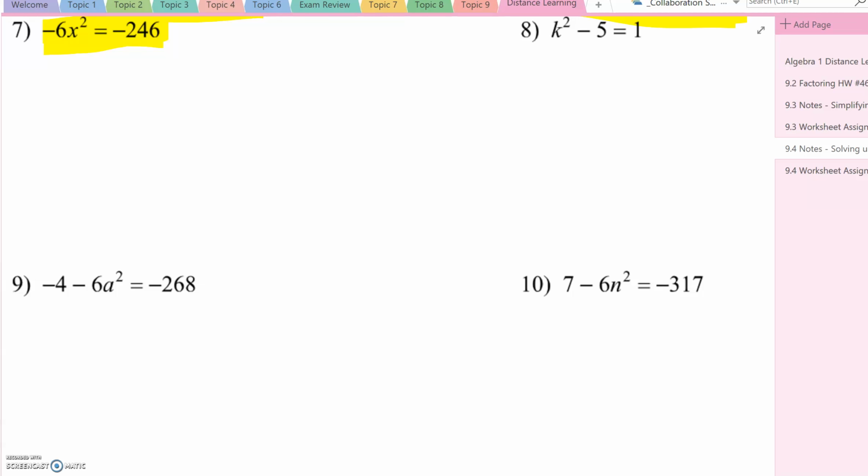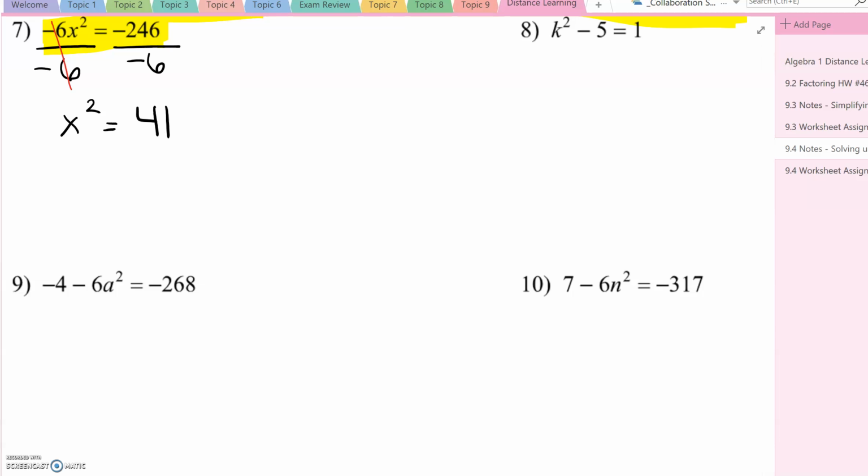So how do we undo multiplying? What's the opposite of multiplying? Divide. So we're going to divide negative 246 by negative 6. And these negative 6's over here cancel out. So we end up with x squared equals, what is a negative divided by a negative? A positive. Hopefully we're getting more comfortable with our negatives and our positives here, now that we're dealing with so many of them. So this is going to be a positive number. 246 divided by 6. I don't expect you to do that in your head, but you should get 41 as your answer. So x squared equals 41.